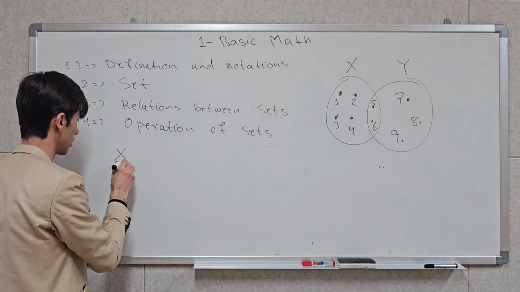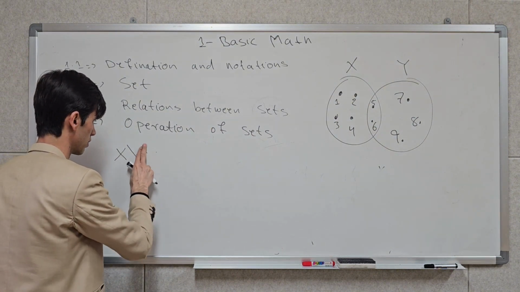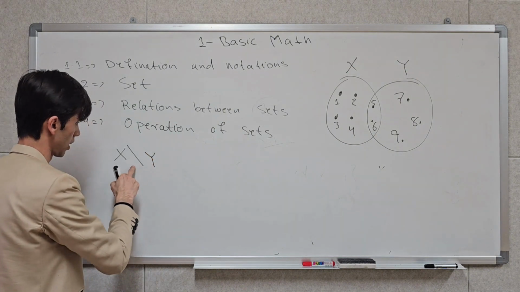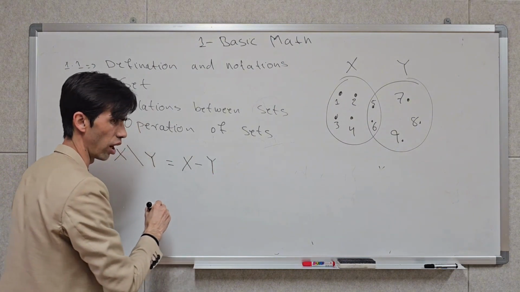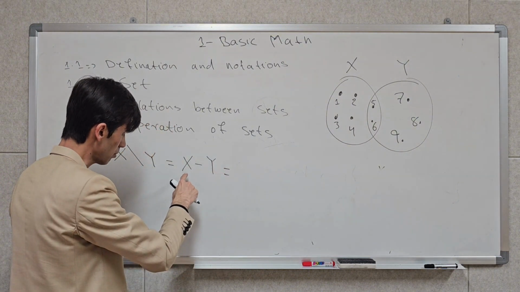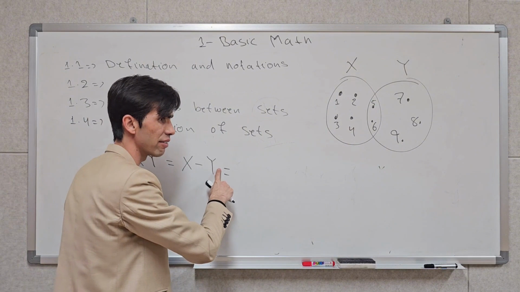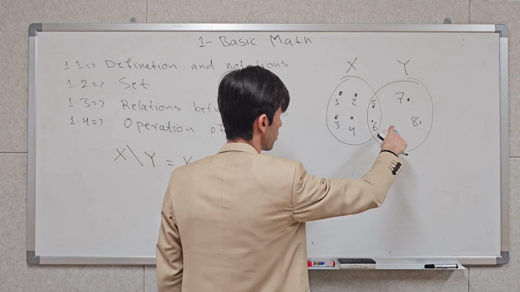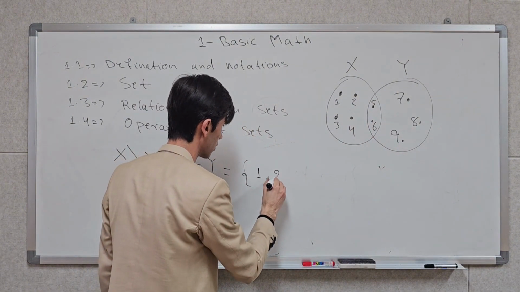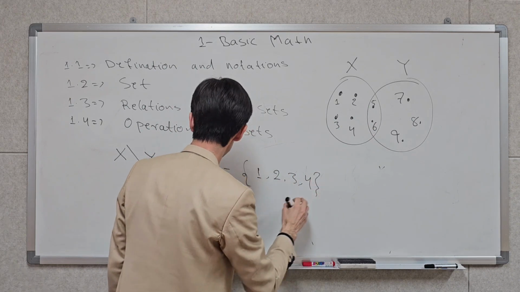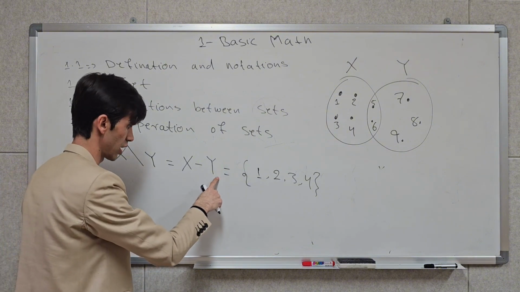And also we have this sign, which means difference between two sets. This sign, or we write it as X minus Y. It means the elements that we have in X but we do not have in Y. Which elements do we have in X but not in Y? 1, 2, 3, 4. This 1, 2, 3, 4 is the difference between set X and set Y.